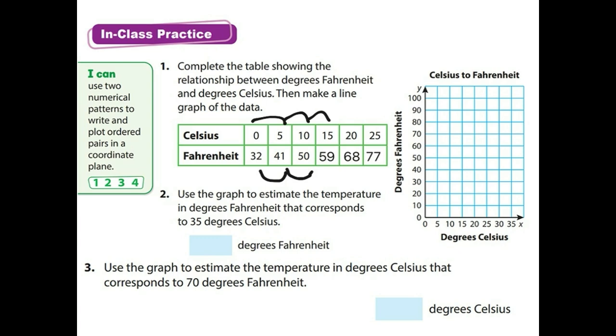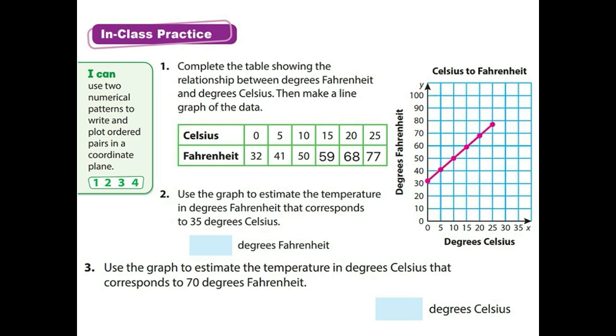All right, so 50 plus 9 is 59. 59 plus 9 is 68. 68 plus 9 is 77. So we've made that table. Then we need to make a line graph of the data, and here's what it would look like.